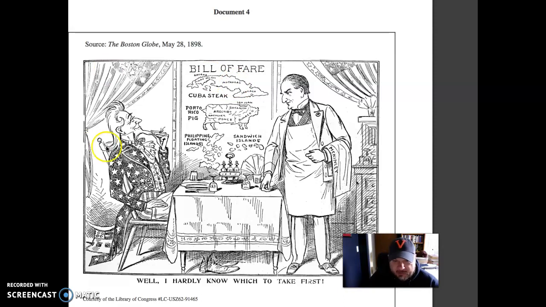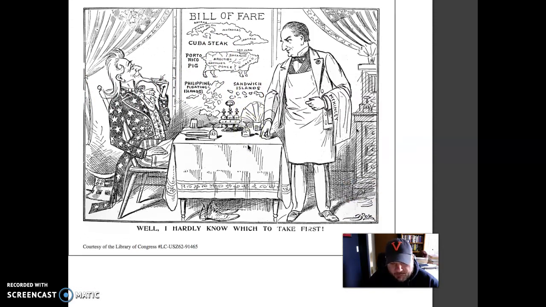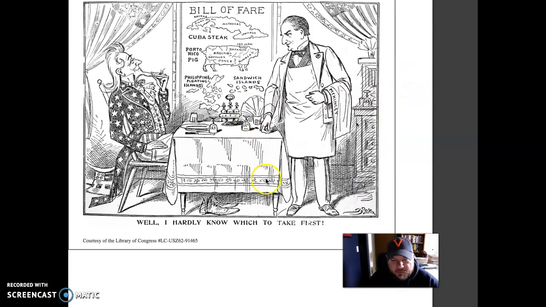We grant them their independence. We do take control of the Philippines. We take control of Puerto Rico. We take control of the Sandwich Islands, Guam, all of those. So this political cartoon is basically saying, where do we go? We've decided we're going to become an imperialist country, so which are we going to add to our empire first? And that's the outcome.